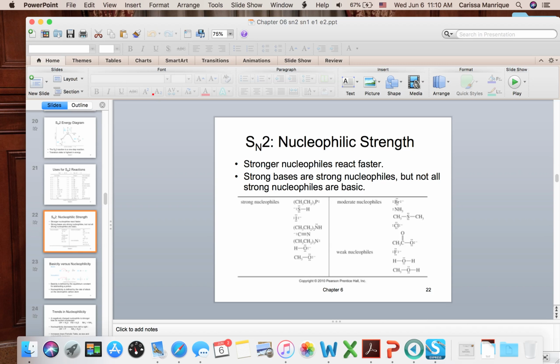This is basically what I was going over before. Strong bases are also strong nucleophiles typically, but not all strong nucleophiles are basic. Anyway, so you'll see these. I would say the most common one you're going to see is going to be like OH, OR, in most of your reactions.